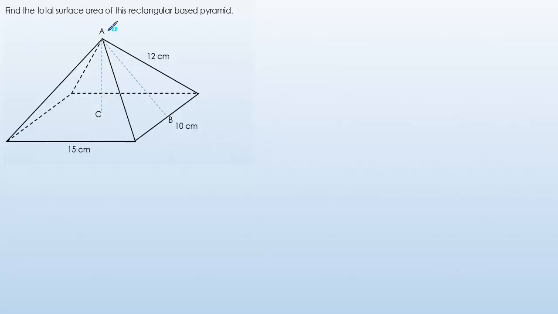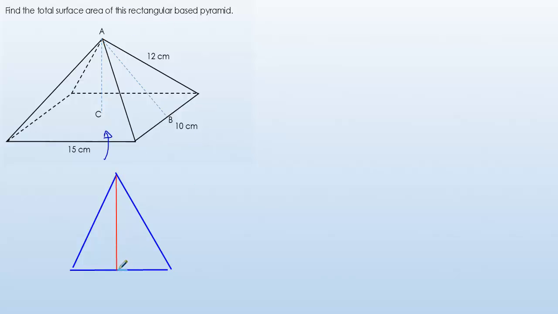Find the total surface area of this rectangular-based pyramid. Now, we have the rectangular base, so that's straightforward enough. We're then going to have two triangles like this one. So let's just draw one of those. Clearly one of them is this side and the other one is on the other side over here.